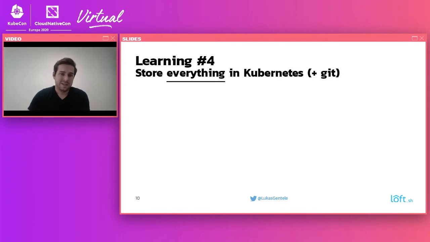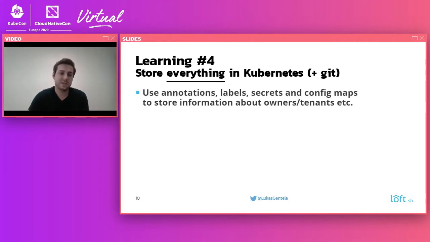And related to that, I would really recommend to store everything in Kubernetes. So I would have no state outside of Kubernetes, so no database where you keep track of certain relationships, etc. And potentially you want to also store things in Git. So use Kubernetes native resources like annotations, labels, secrets. All these constructs are really great to store information about owners and tenants, what they can do within the system.